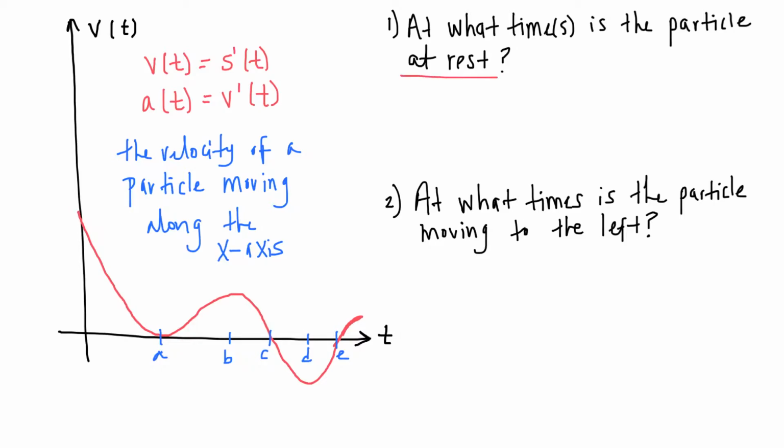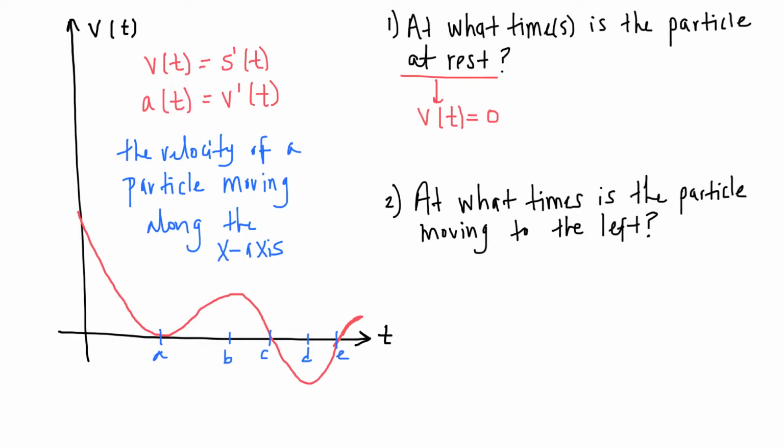At rest means that velocity is equal to 0. And so we just look at the graph and figure out when is the velocity 0. And if you can see it, it happens 3 times, at A, at C, at E. So we say that velocity is 0 when the particle is at rest, because at rest means that the particle is not moving, and if something is not moving, then its velocity is 0.